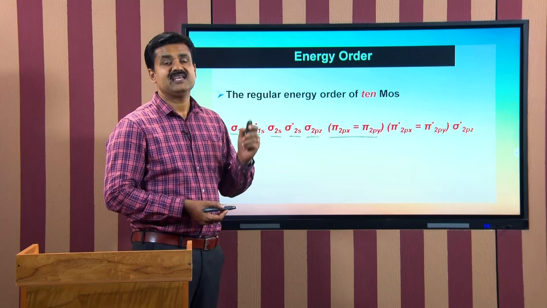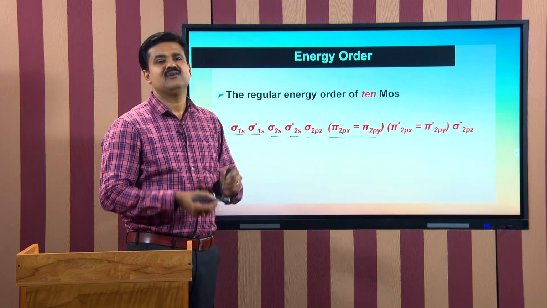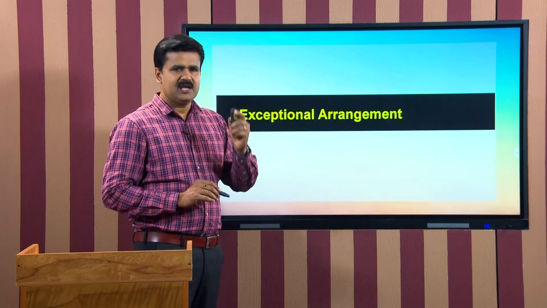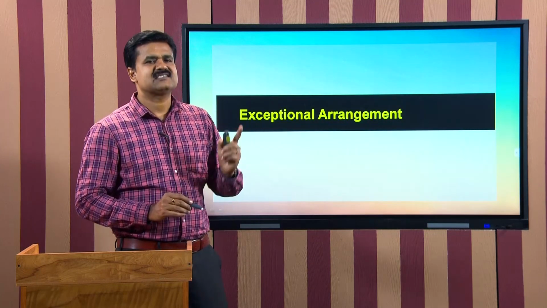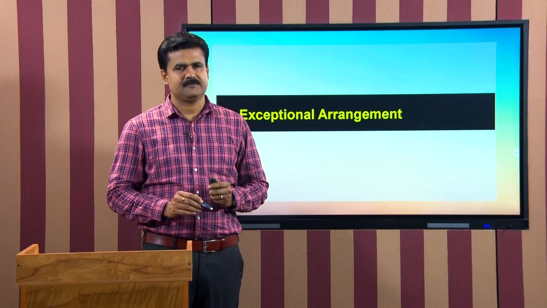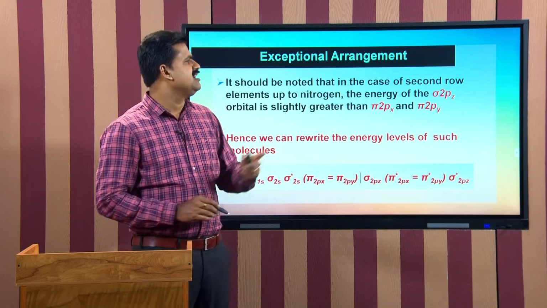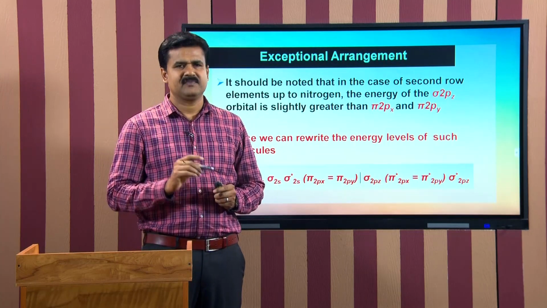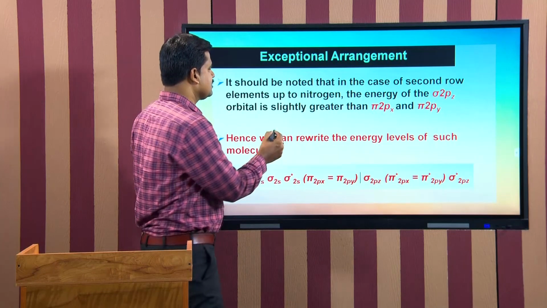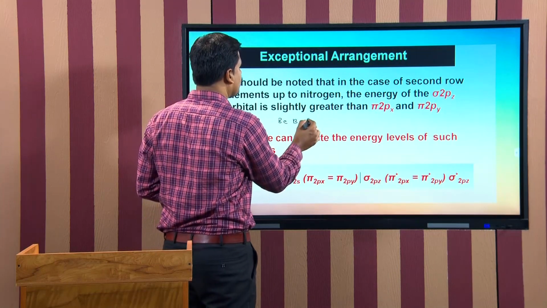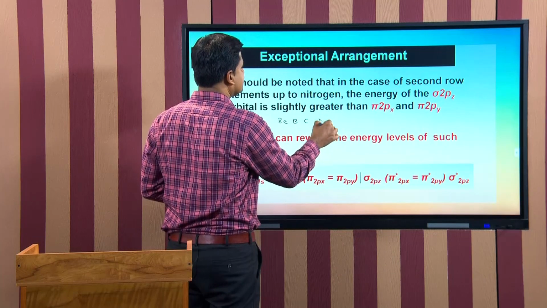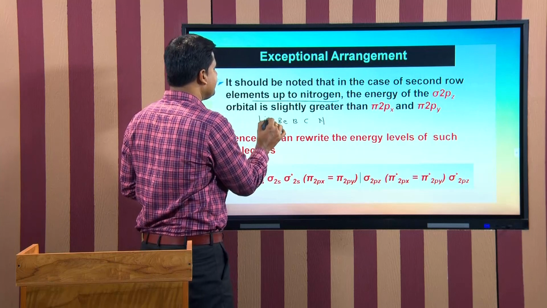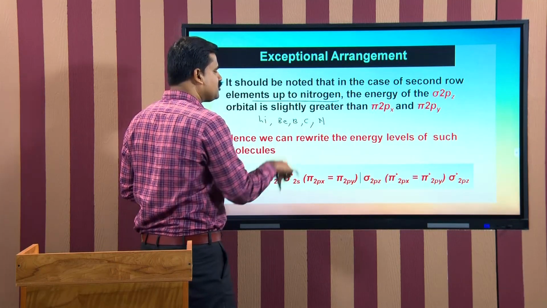This is about the energy order of the first 10 molecular orbitals, the regular energy order. Now, we are discussing some exceptional arrangement. It should be noted that in the case of second row elements of the periodic table, second row elements meaning lithium, beryllium, boron, carbon, up to nitrogen.